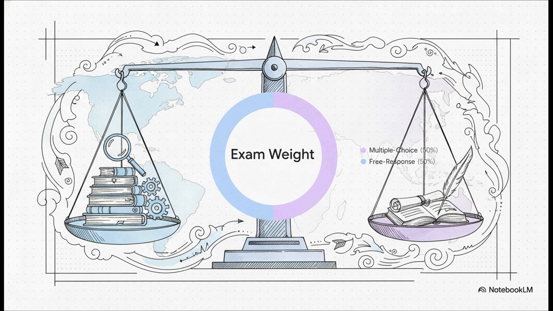So, the very first thing you've got to know is just how perfectly balanced this exam is. Your final score is split exactly down the middle. 50% comes from the multiple choice section, and the other 50% comes from the free response section. Simple as that. It's a straight up, even split.